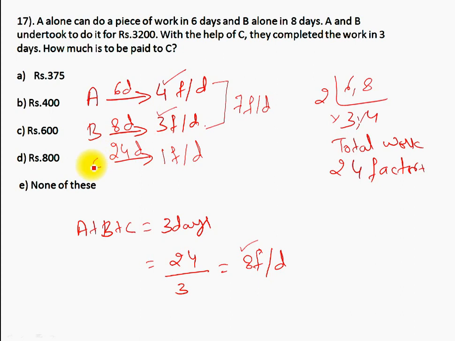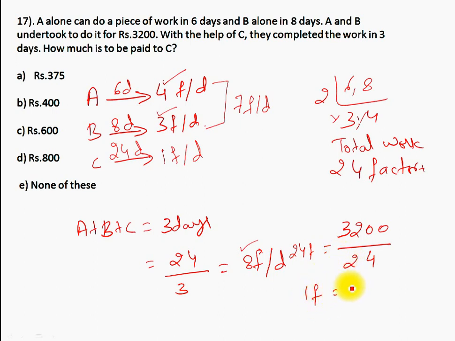The question may be like this also: find out how much work is completed by C. But here they are asking about the payment together. Now in the question they are asking about rupees, so for 24 factors of work they are going to pay 3200. If we divide this, it is for 24 factors.